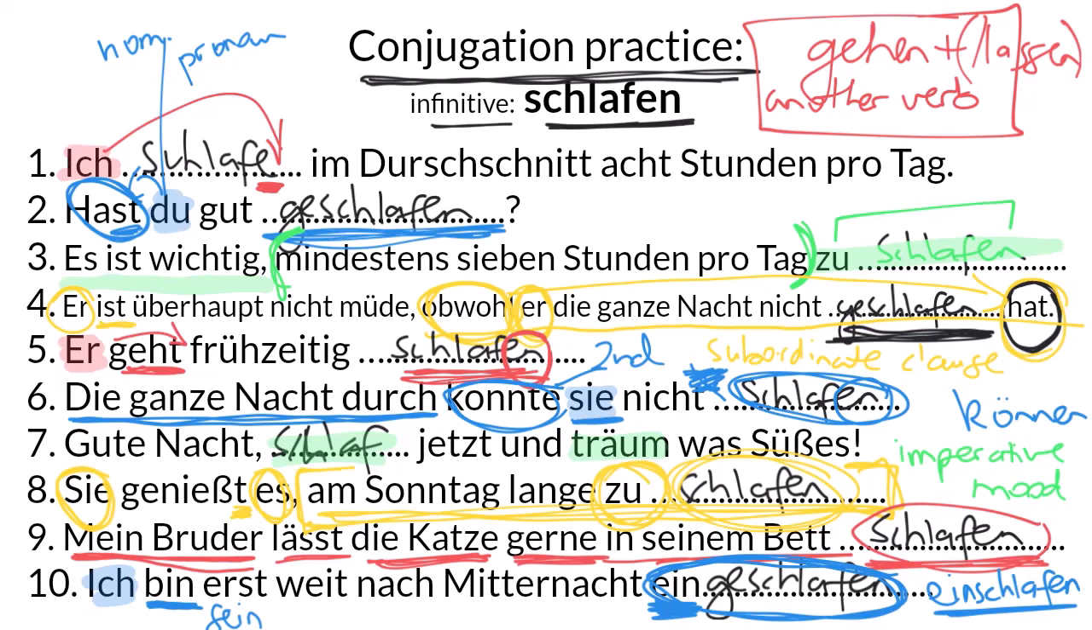One extra thing to notice here is that we've got the helping verb bin, and that's because einschlafen involves a change of state, a transition of state. You're going from being awake to being asleep, so the helping verb will need to be sein.